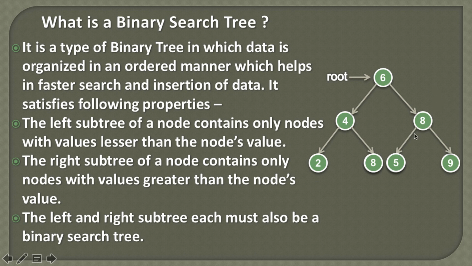But if we go to the parent of 8, which is nothing but 6, here you can see that it is not a binary search tree, because from property 2, the right subtree of a node contains only the nodes with values greater than the node's value. So if we see the right subtree from node 6, it has 3 nodes, and all these 3 nodes should have values greater than 6. But here you can see 8 and 9 have values greater than 6, but 5 is lesser than 6. Therefore, this tree is not a binary search tree.